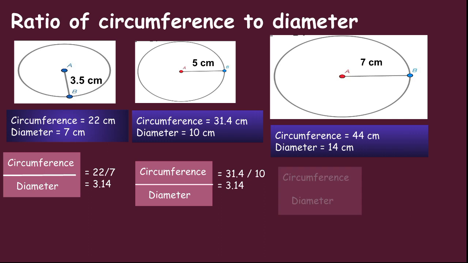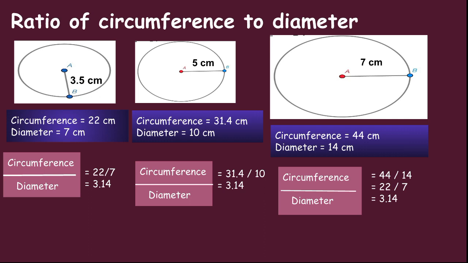In the third case, circumference by diameter is equal to 44 by 14. 44 and 14 have the common factor 2. So 22 divided by 7, which is also equal to 3.14. So in these three cases, you can see that circumference by diameter has the same value, 3.14 in the first case, 3.14 in the second case, and 3.14 in the third case.